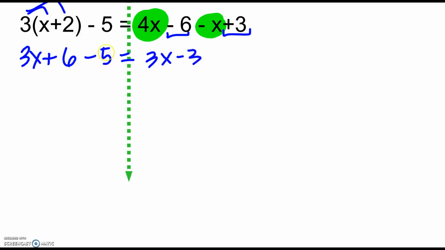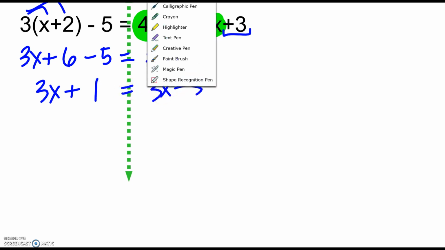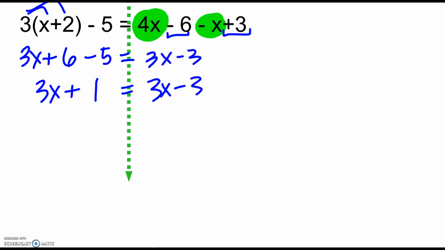Okay, on the left-hand side, I can combine like terms. So I have 6 minus 5 is 1. Okay, so now I can see I have variables on both sides of the equation. I have a 3x on the left and a 3x on the right. I have to move them to one side.